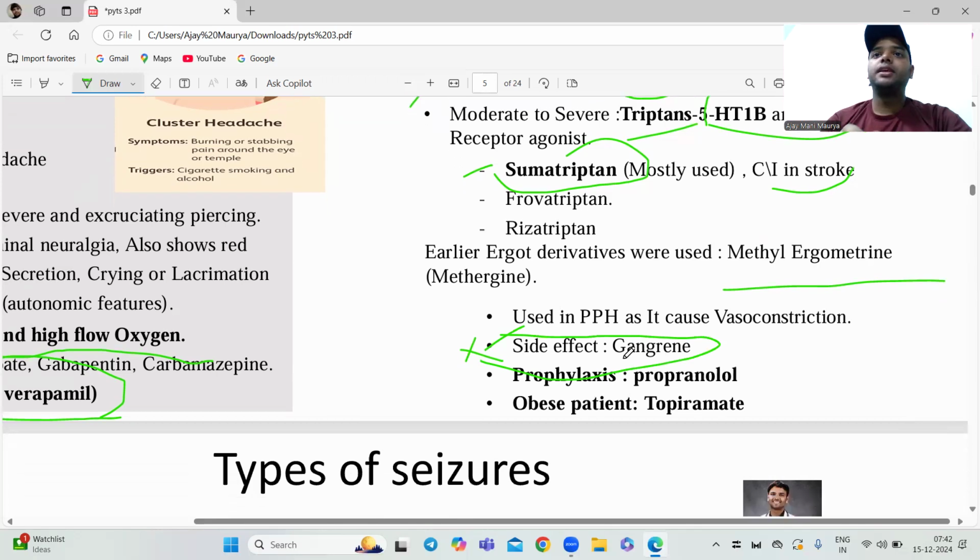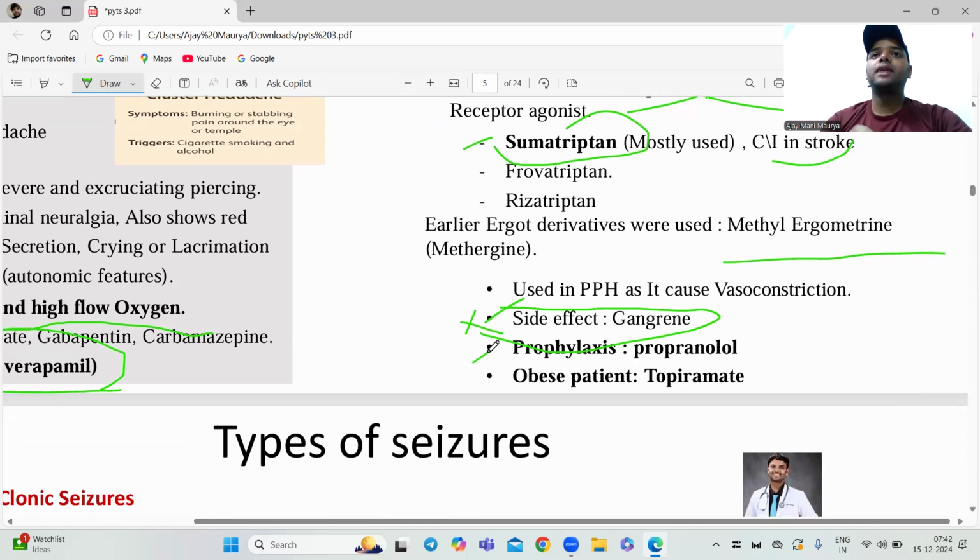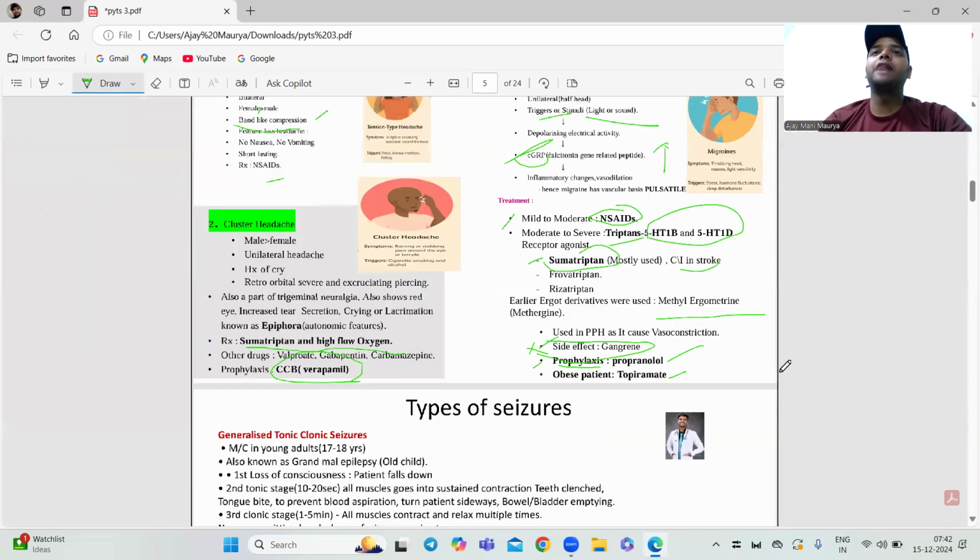For prophylaxis, they are giving propranolol. If the patient is obese and has migraine, then you can give topiramate. Done, types of headache.